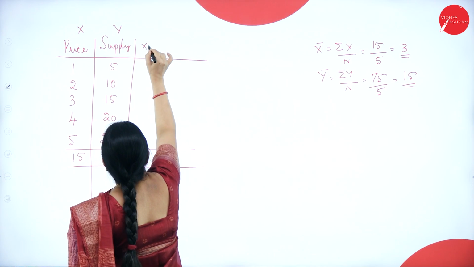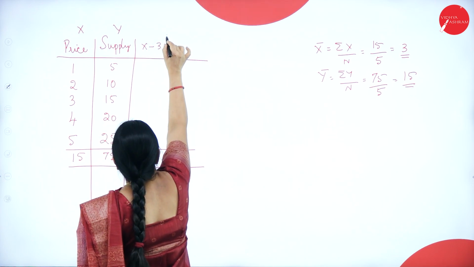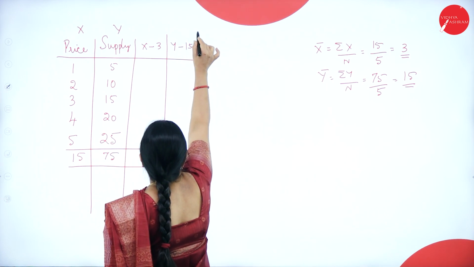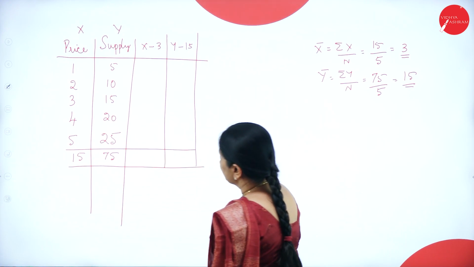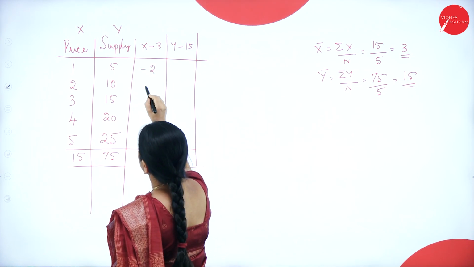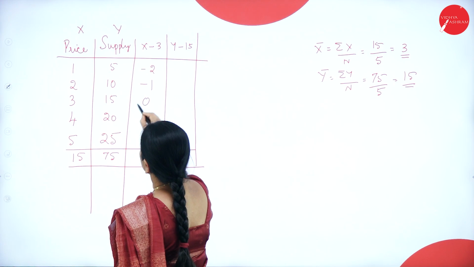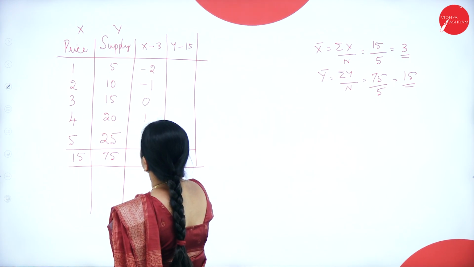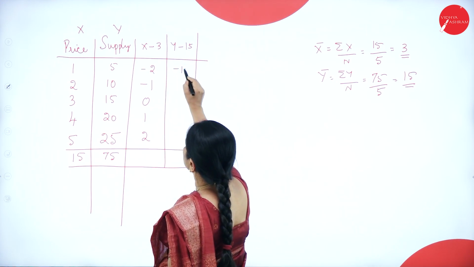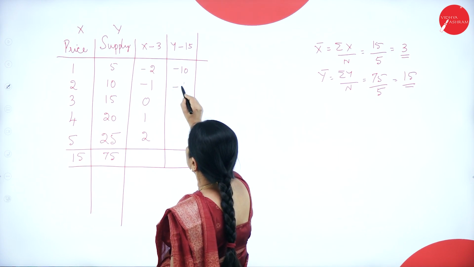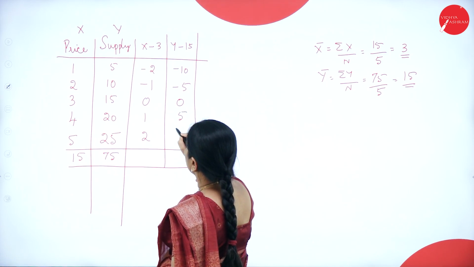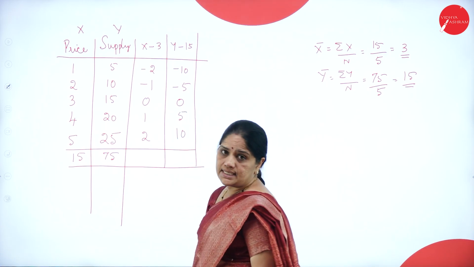Now x minus 3, then y minus 15. So x minus 3. So 1 minus 3 is minus 2. 2 minus 3 is minus 1. 3 minus 3 is 0. 4 minus 3 is 1. 5 minus 3 is 2. So y minus 15 will be 5 minus 15 is minus 10. 10 minus 15 is minus 5. 15 minus 15 is 0. 20 minus 15 is 5. 25 minus 15 is 10.